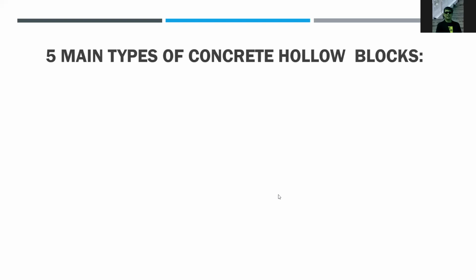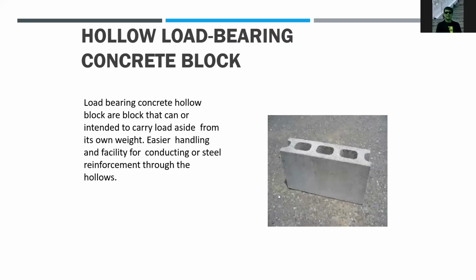We have 5 main types of concrete hollow blocks. We have the hollow load-bearing concrete block. Load-bearing concrete blocks are blocks that can or are intended to carry load aside from their own weight. They allow easier handling and facility for conducting or steel reinforcement through the hollows or through the cores. So you can put reinforcement on the core of the hollow blocks.